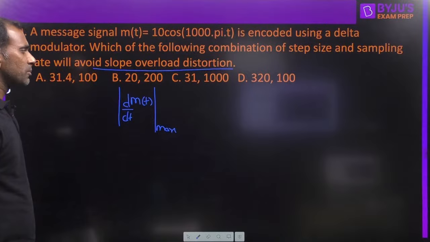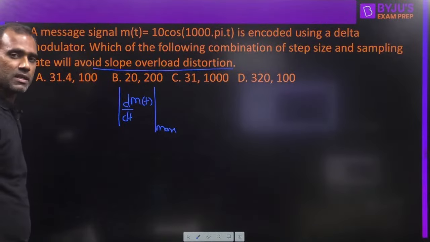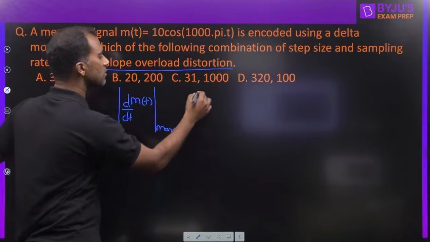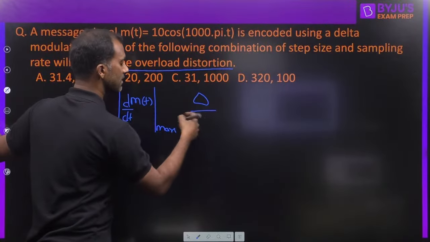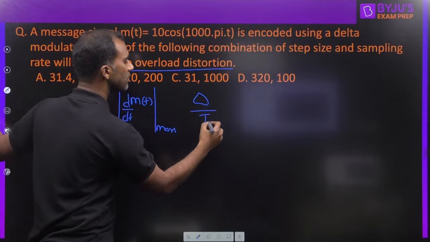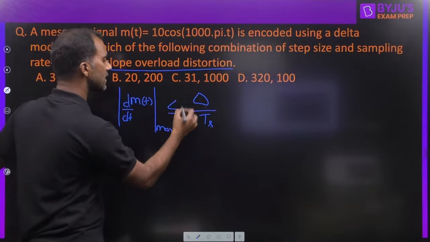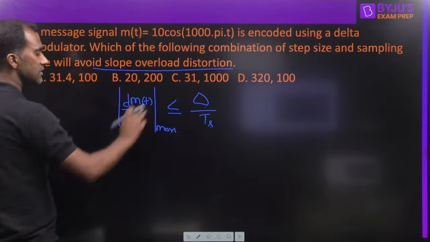Right. So to avoid slope overload distortion, we have to design the step size according to the maximum slope of the message. If you design the step size according to the maximum slope of the message, that is when we can avoid slope overload distortion. So the condition to avoid slope overload distortion is this. This is the condition. Okay.